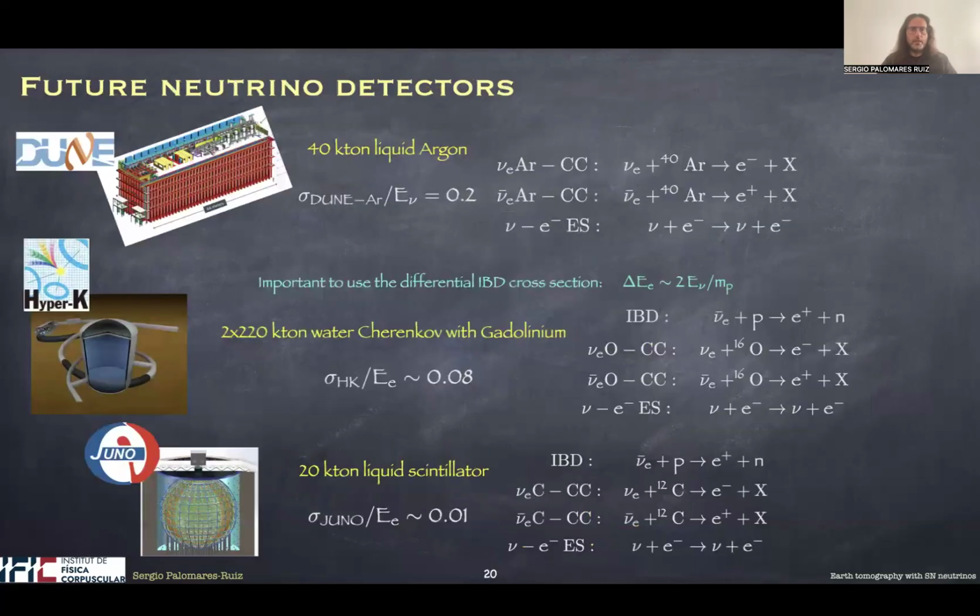I will consider. So we consider 3 different detectors: the DUNE detector, a 40 kiloton liquid argon detector; Hyper-K, 400 kiloton water Cherenkov with gadolinium; and JUNO, which is a 20 kiloton liquid scintillator. And we use different detection channels for that.